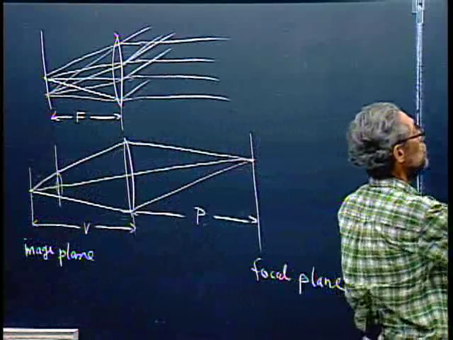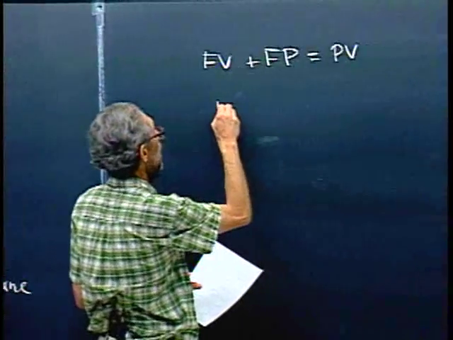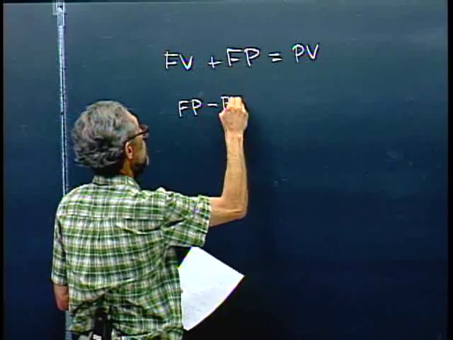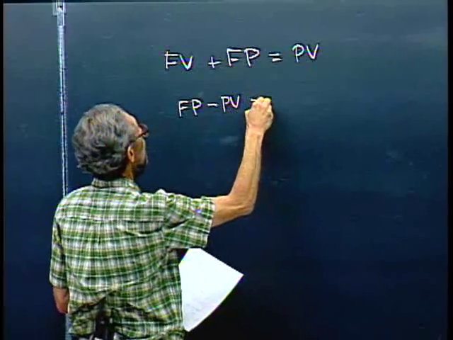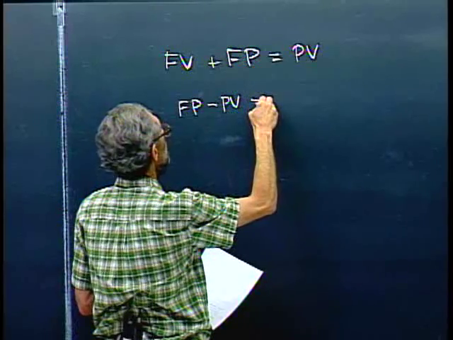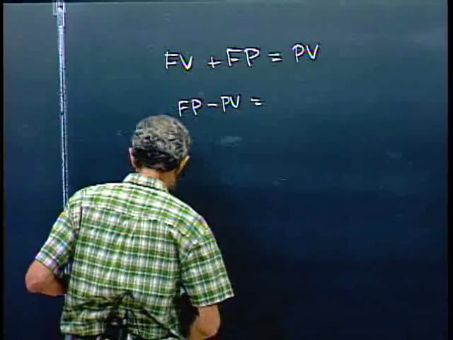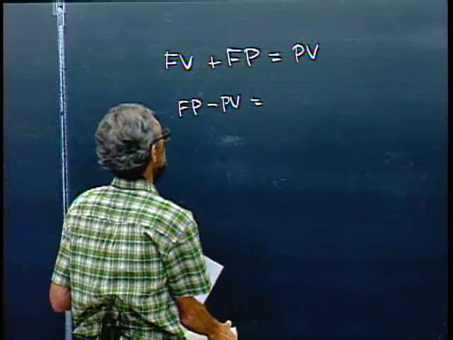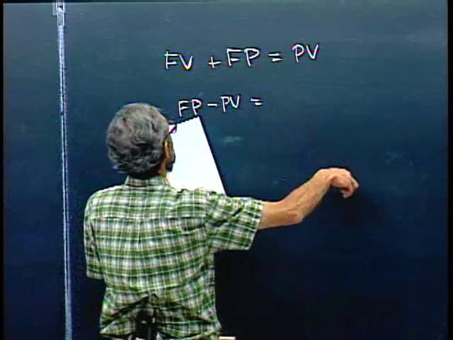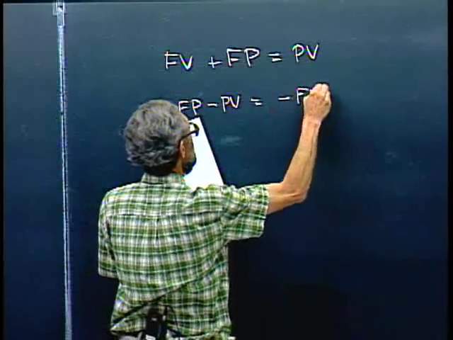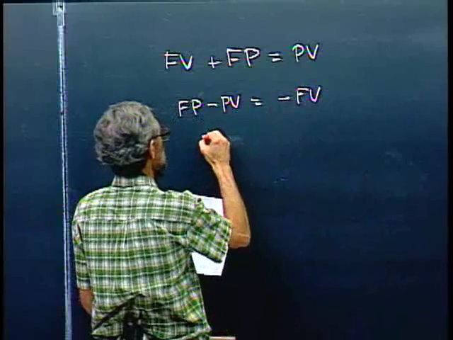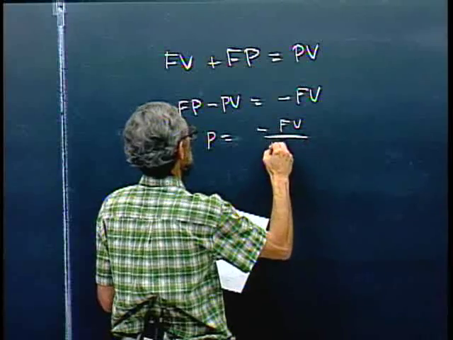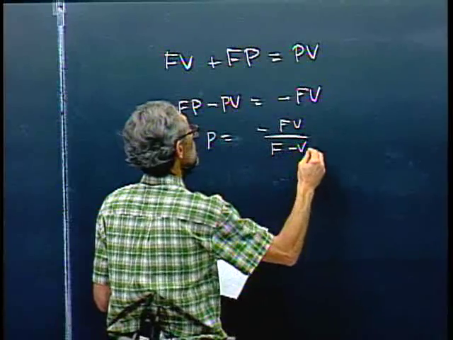So let's see, that means we want to solve this for P. So FP, why don't I say minus PV equals, see, how am I going to do this? I'm moving everything to the other side of the equation. I've got the things multiplying P, and then here is minus FV. So that means I can say P equals minus FV over F minus V.